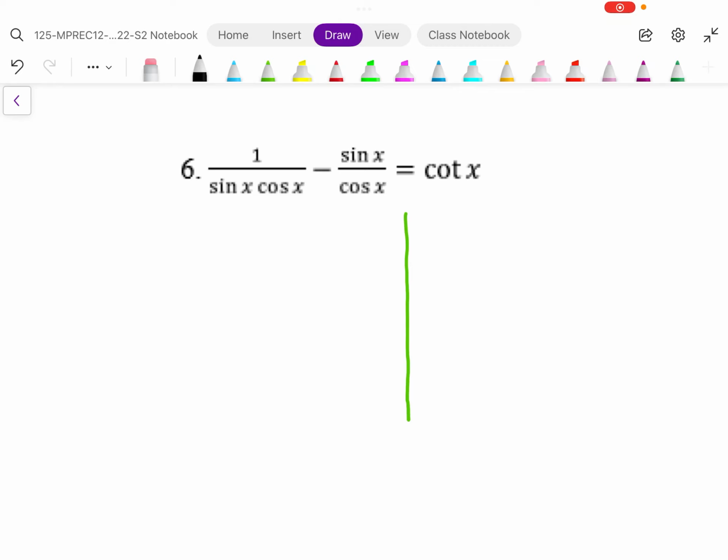So I'm going to combine these. I'm going to just add the left side to make it one term. So I need a common denominator to do this. So I need to multiply this by sine x on top and sine x on bottom. So I'm going to do this more formally. So I have 1 over sine x cos x minus sine x over cos x. And I'm going to multiply the top and bottom by sine x to get my common denominator.